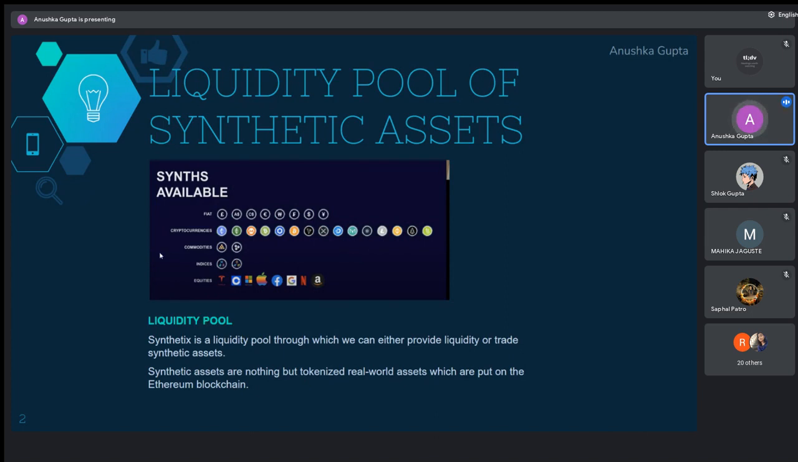There are multiple synthetic assets available, which are termed as synths. Like fiat currencies, we have cryptocurrencies, commodities, indices, and equities. Equities are like Microsoft, Tesla, and all the big firms have their stocks listed on it. It's not exactly stocks, but we'll get to that later.